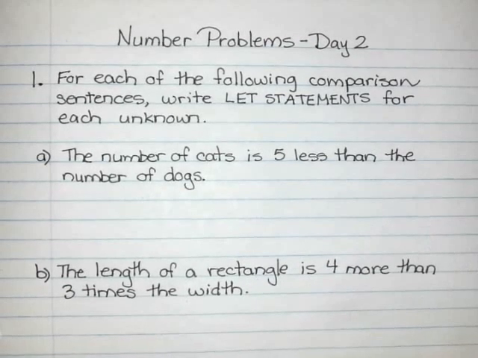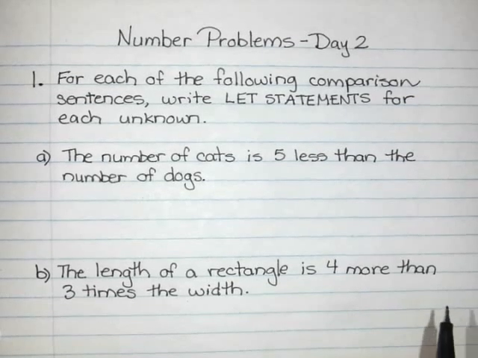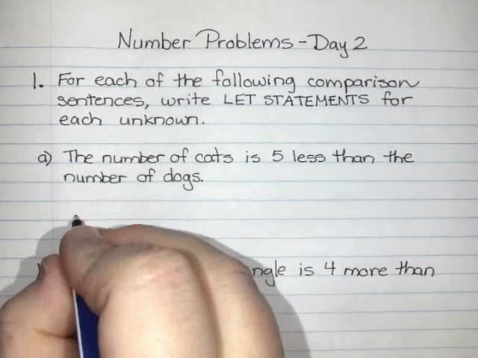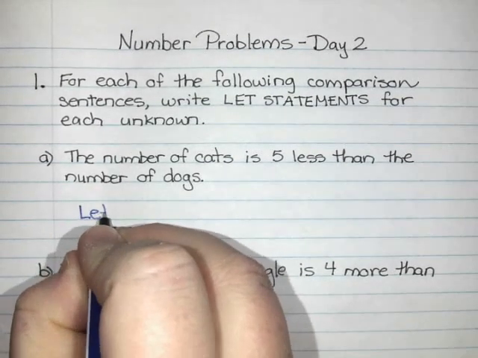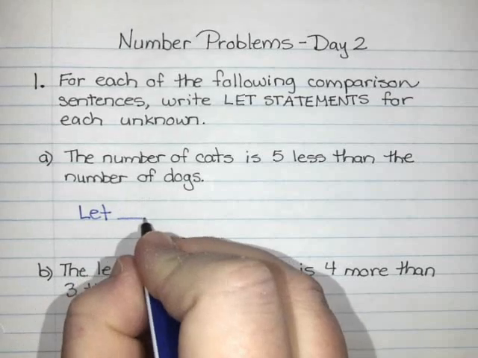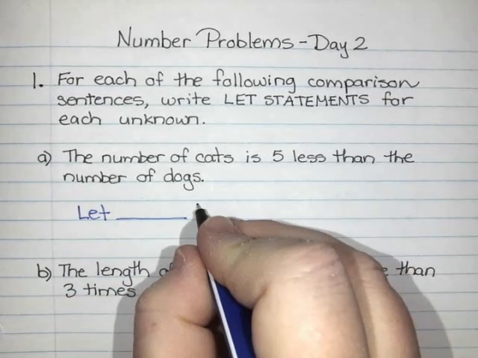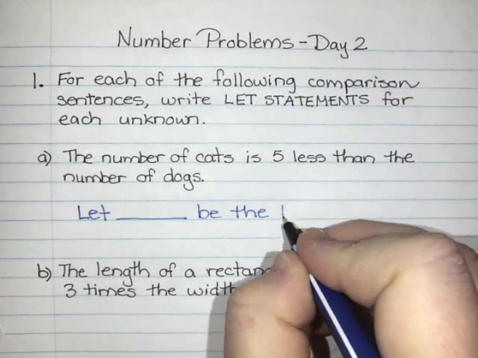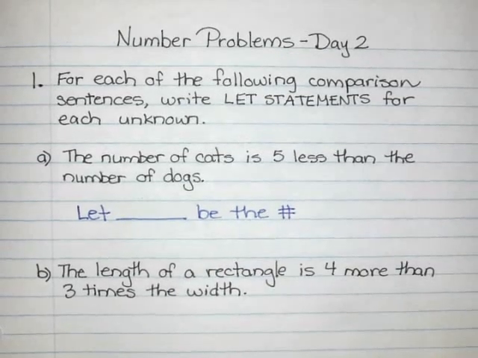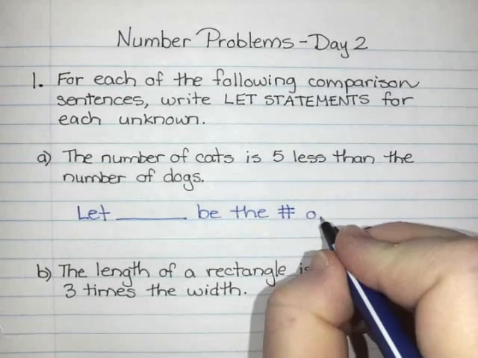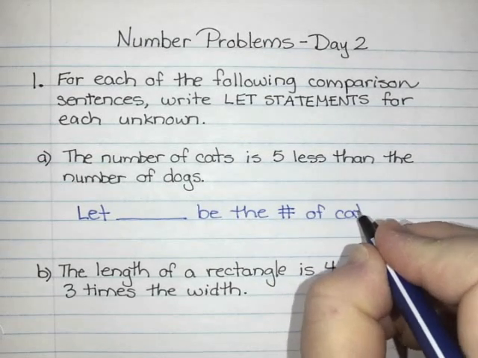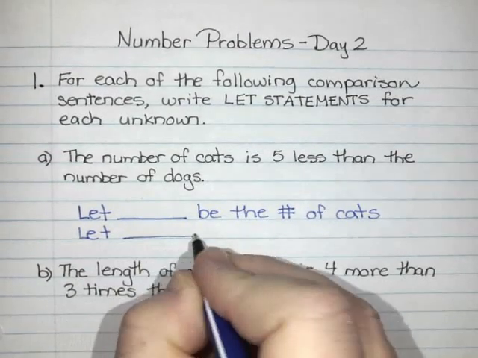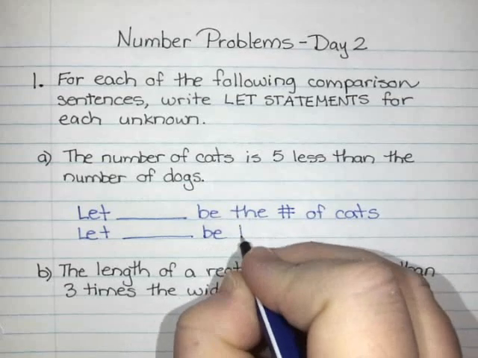First thing I want to do, identify my unknowns, right? So we are missing the number of cats and the number of dogs. So I'm going to start by letting, so I'm going to say let something, and I'm not sure yet, so I'm just going to leave some space and we'll come back to that. I'm going to let something be the number. And I'm a little lazy and I don't usually write out the full word number. I usually just write the number sign of cats. I'm going to let something else, still going to wait and think about that, be the number of dogs.